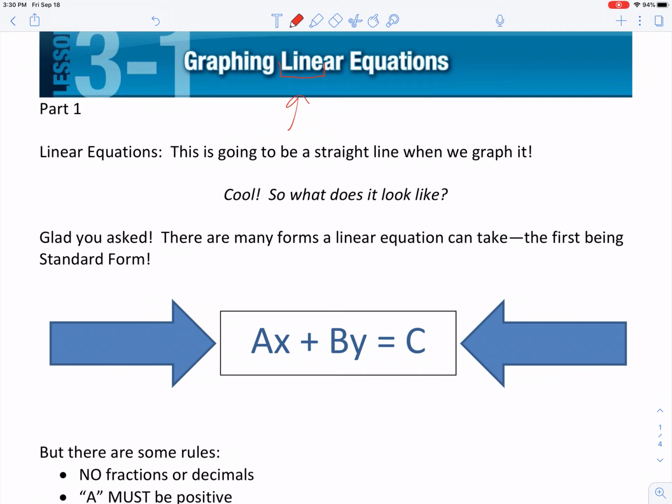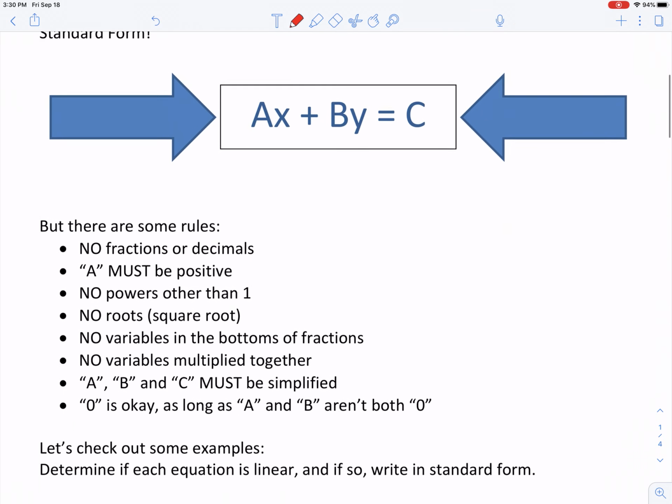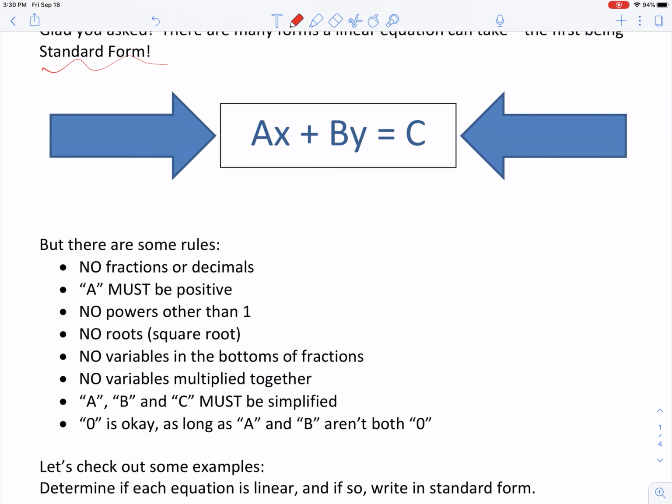For that reason, we're going to combine Chapter 3 and 4, since Chapter 3 is kind of the intro to that. So, all right, let's get started. Linear equations, it's going to graph like a straight line. Today we're going to work on standard form. Standard form is ax plus by equals c. And you should know that a, b, and c are going to be regular, boring numbers.